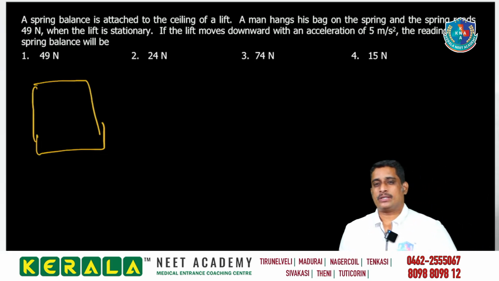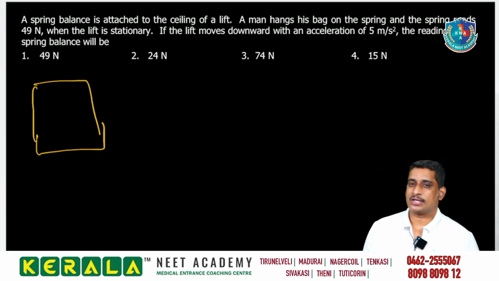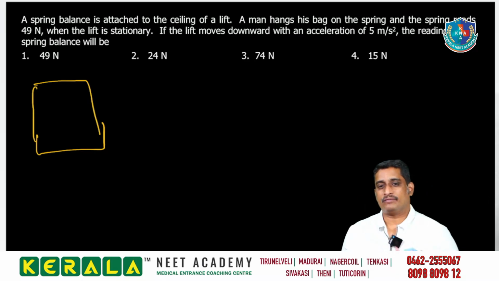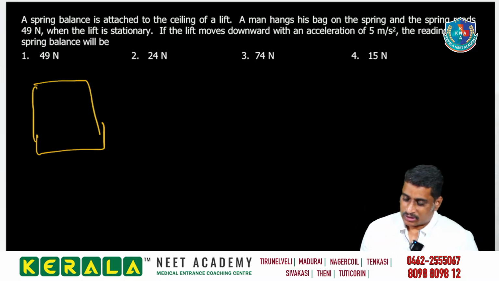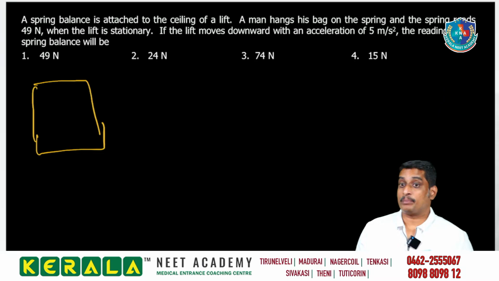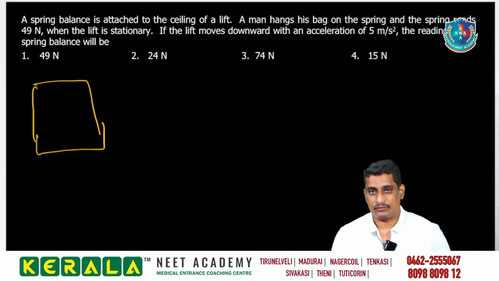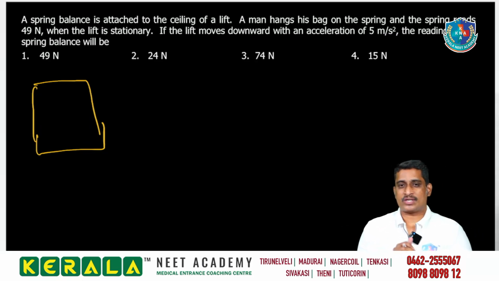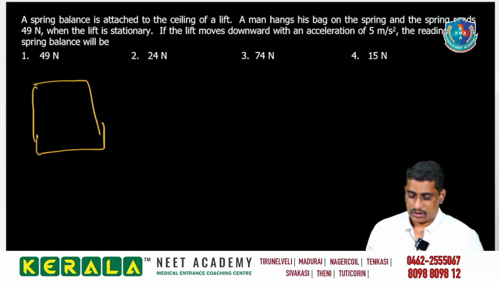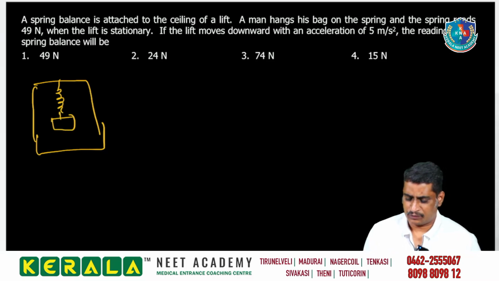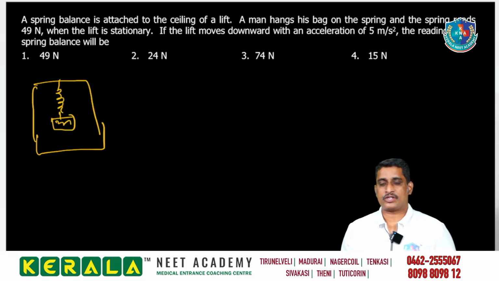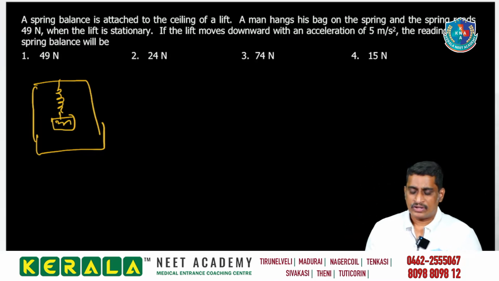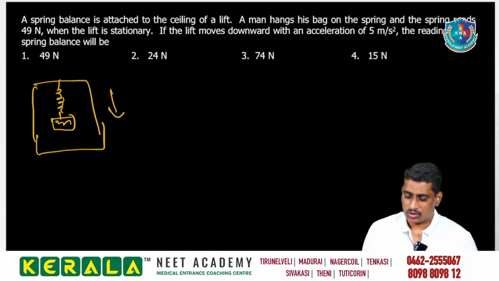Already you have studied the apparent weight of a man in a moving lift. So whatever equations you have practiced for the apparent weight of a man in a moving lift, analogously, the same equations you will get in the case of a spring balance which is suspended from the roof of a lift, when the lift is accelerating downwards.